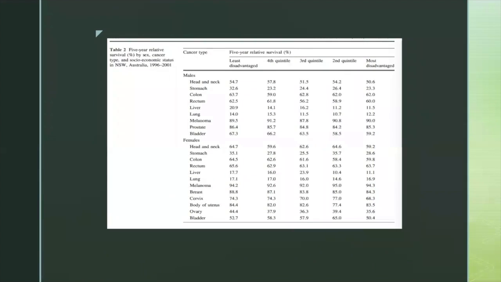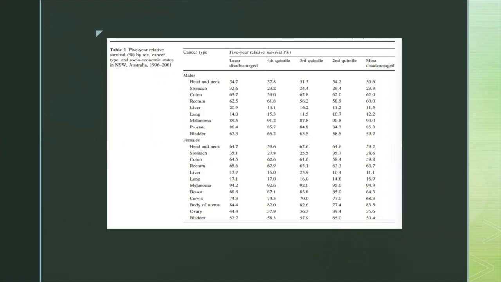Table 2 shows 5-year relative survival by SES for each cancer, for males and females separately. Women had better survival than men except for bladder cancer. And patients from the more disadvantaged areas had poorer survival for most cancers in both men and women.